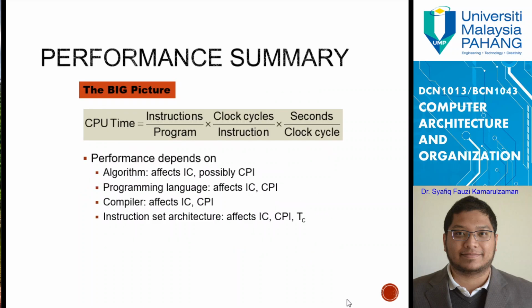So when we look at the performance, CPU time is equal to instructions per program times clock cycles per instruction times seconds per clock cycle. This performance depends on the algorithm, which affects the instruction count and possibly the CPI. The programming language affects the instruction count and also CPI. The compiler affects the instruction count and CPI, and the instruction set architecture affects the instruction count, CPI, and also the time.